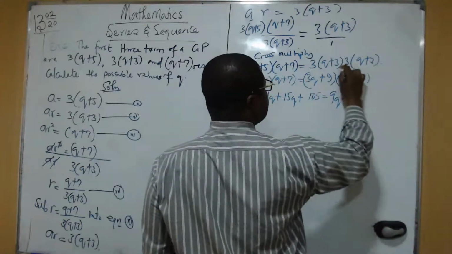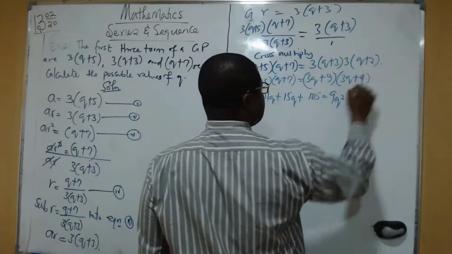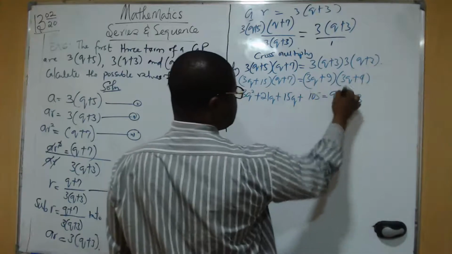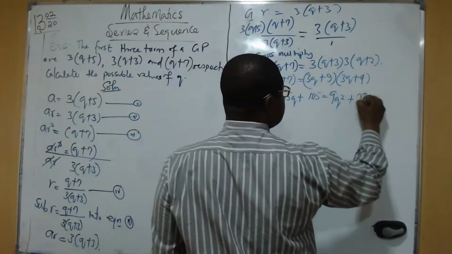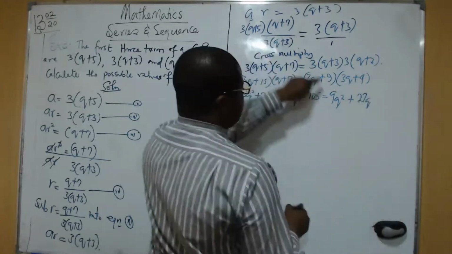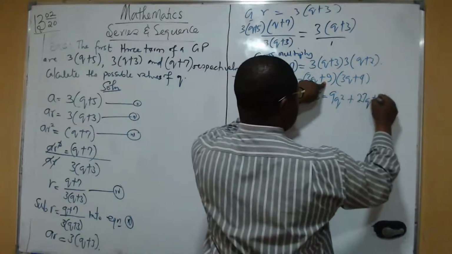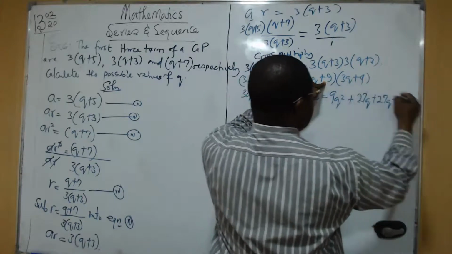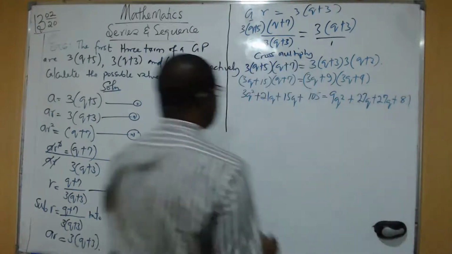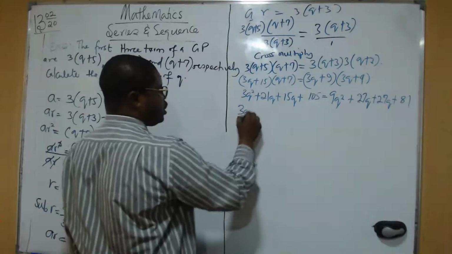Equals to 3Q times this, we have 9. 3 times 3 is 9. So this times this, we have 27Q. Now, 9 times 3, we have plus 27Q. Plus 9 times 9, we have 81. Now, I have 3Q squared.